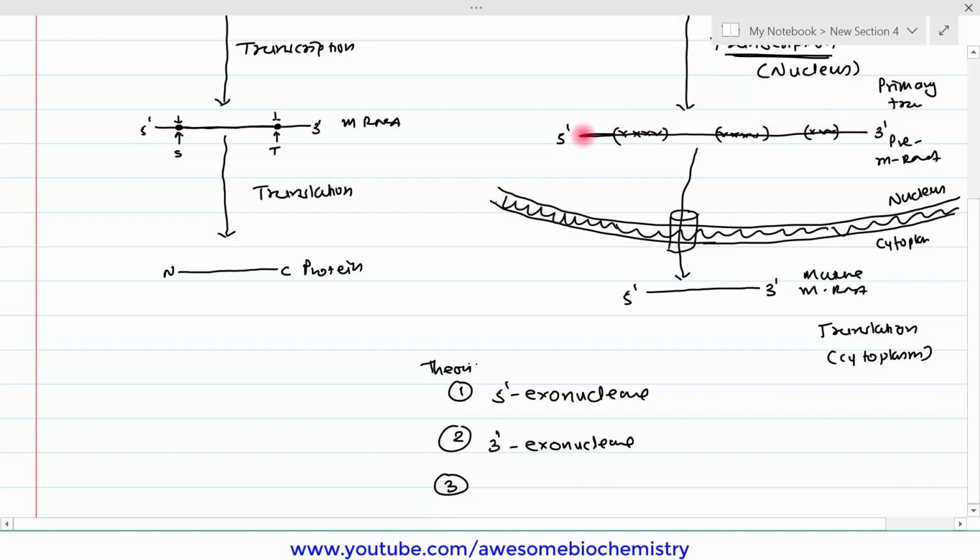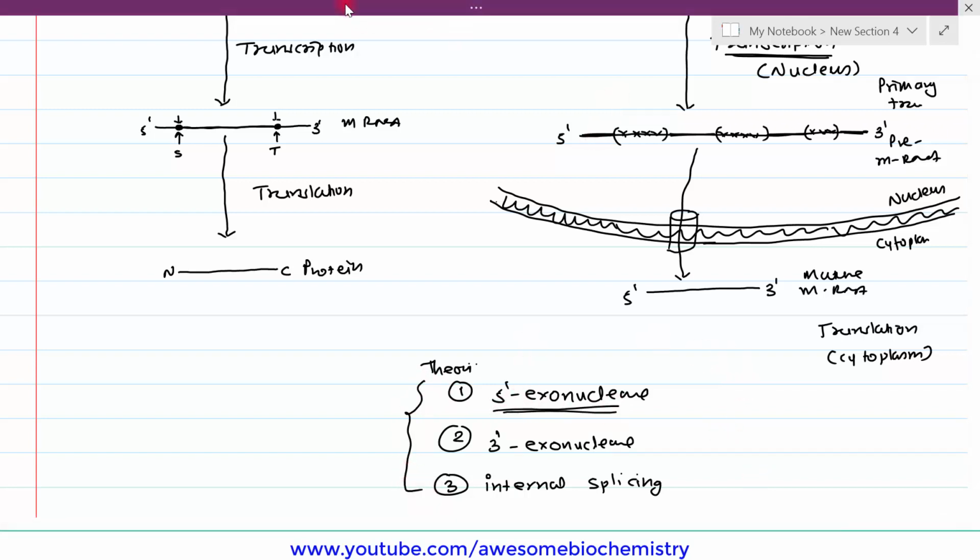So only the remaining portion of this mRNA is joined together and gives a shorter mature mRNA. So internal splicing is responsible for this shorter mRNA, right? So let us try to understand which theory is correct. So this theory was nullified.